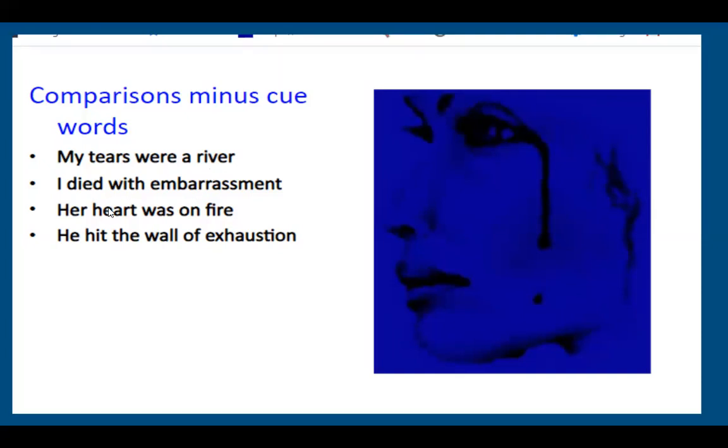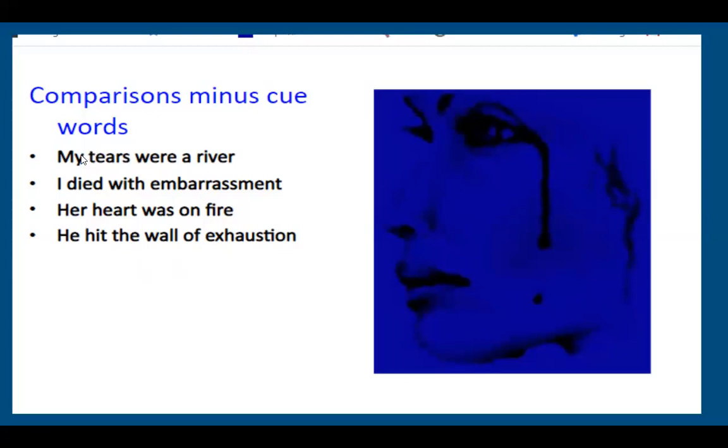I died with embarrassment. Her heart was on fire. We cannot fry our heart, but it seems as if it's a frying pan. The heart is a frying pan. Good, Akram, metaphor. He hit the wall of exhaustion.